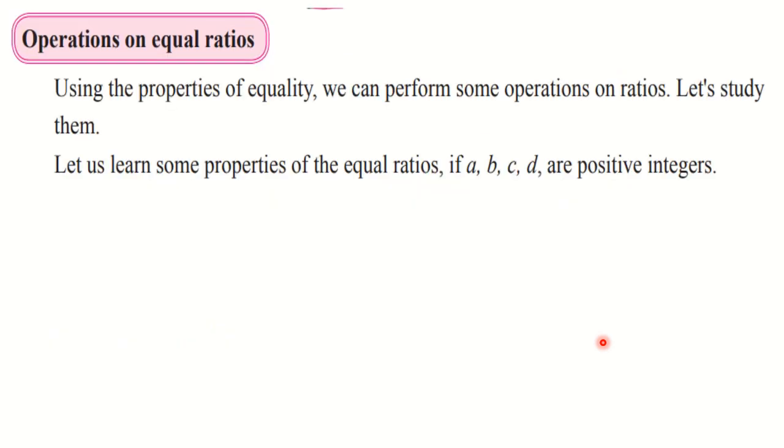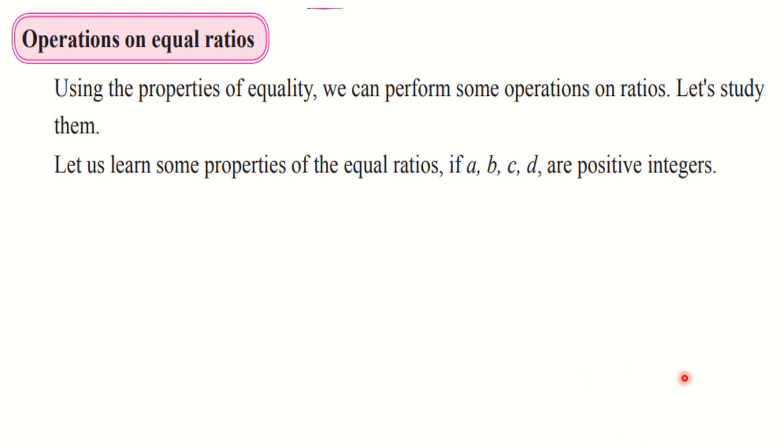So here, by using the properties of equality, easily we can prove these properties or operations on equal ratios. But here, nobody is going to ask you the proofs. Only you have to keep in mind all the properties. Here, A, B, C, D are positive integers, and we are going to see the operations on equal ratios, that is A upon B is equal to C upon D.